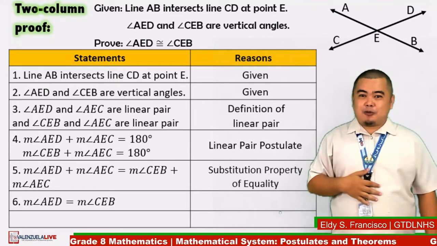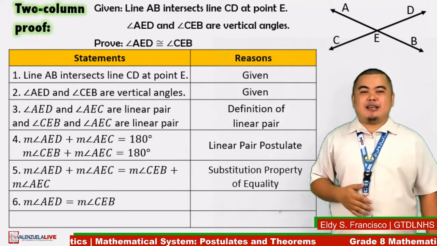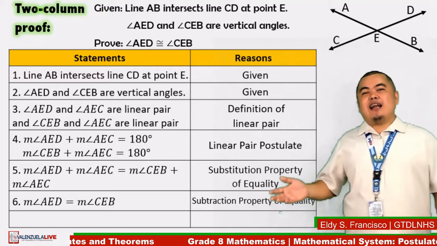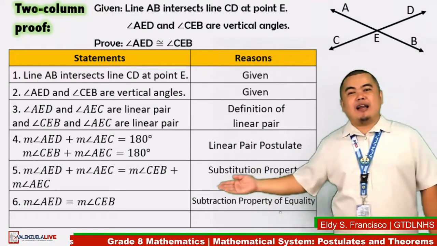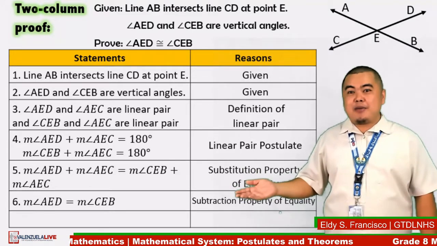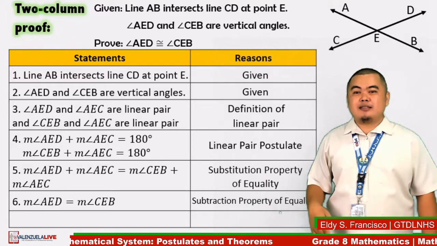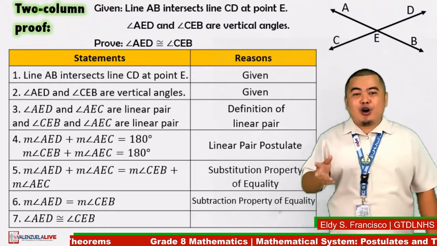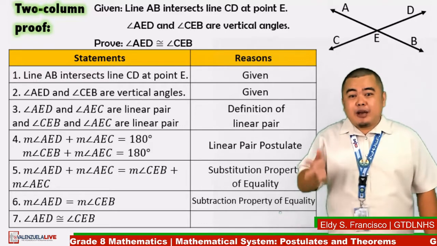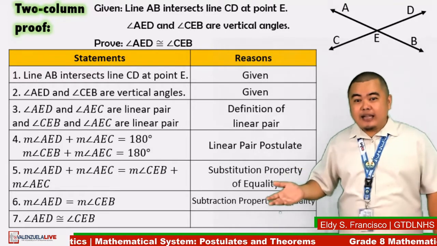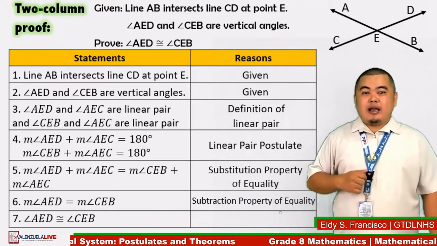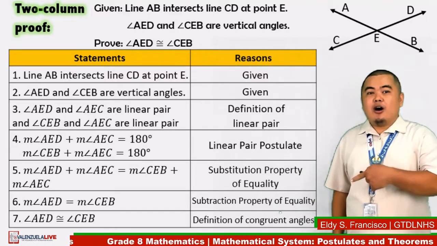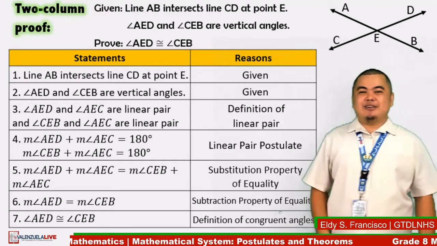Very good. What is the reason? All right. The reason is subtraction property of equality. Very good. And for the last statement, if measure of angle AED is equal to the measure of angle CEB, then, yes, angle AED is congruent to angle CEB. Also, remember, if the measure of two angles are equal, then they are congruent. And what's the reason of the last statement? Yes, the reason is definition of congruent angles. Very good. Okay, next.